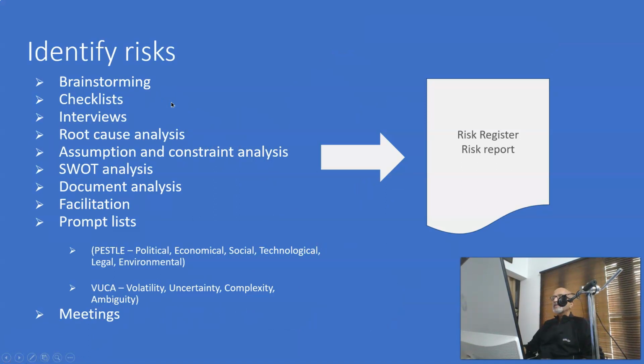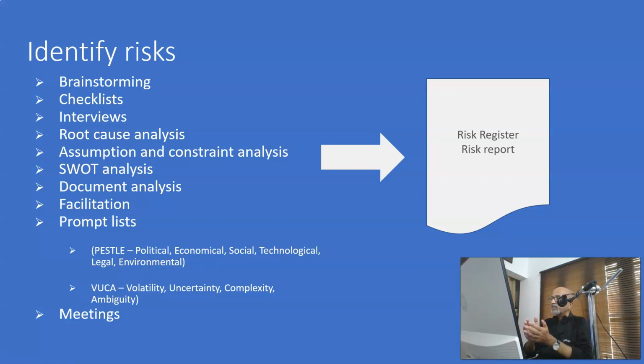So the key tools and techniques we use for identifying risks are brainstorming, checklists, interviews, root cause analysis, assumption and constraint analysis, SWOT analysis, that is strengths, weaknesses, opportunities, and threats, document analysis, facilitation skills, and prompt lists. The examples of prompt lists are PESTLE, that is political, economical, social, technological, legal, and environmental.